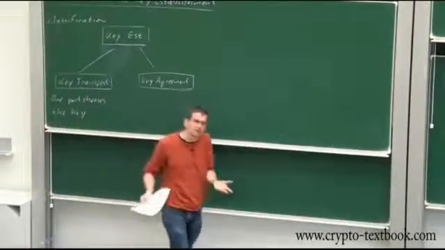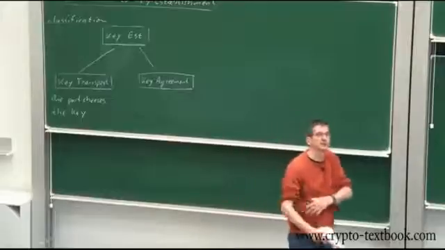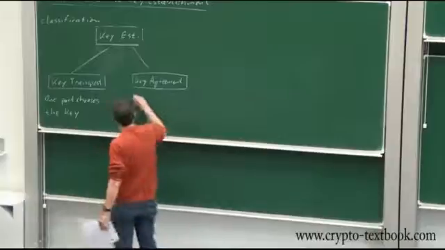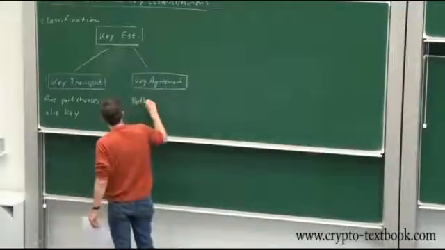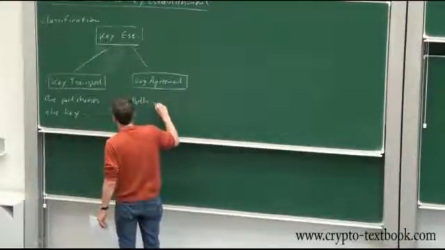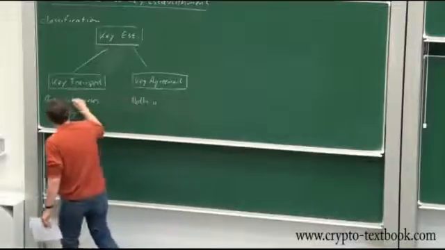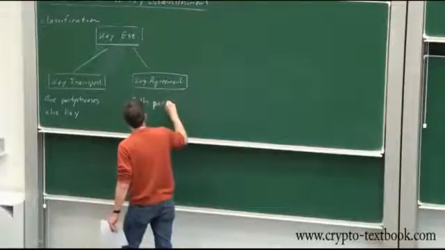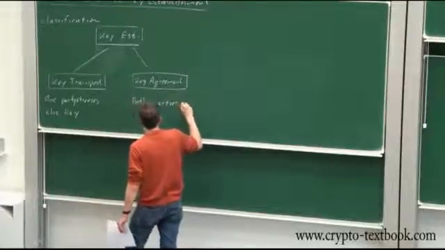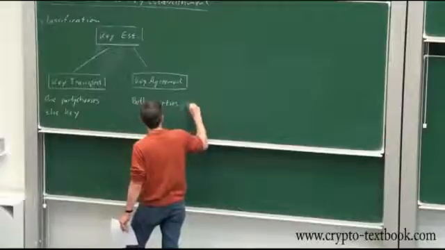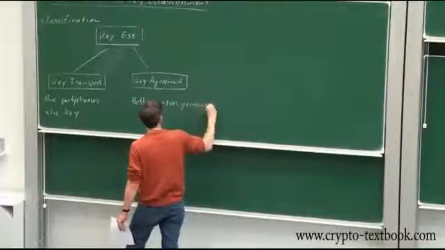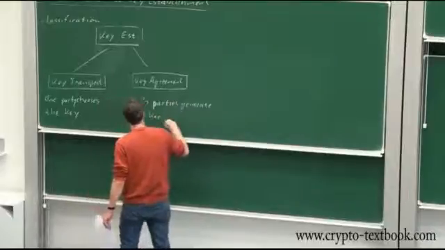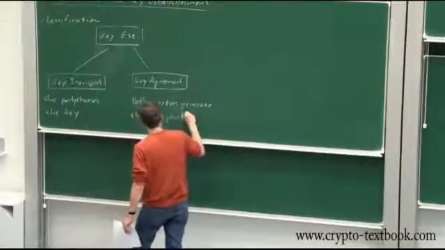And what is the agreement? Surprise, surprise. That's the situation when both parties are involved in generating the key. Both users, one party, both parties generate the key jointly, gemeinsam.